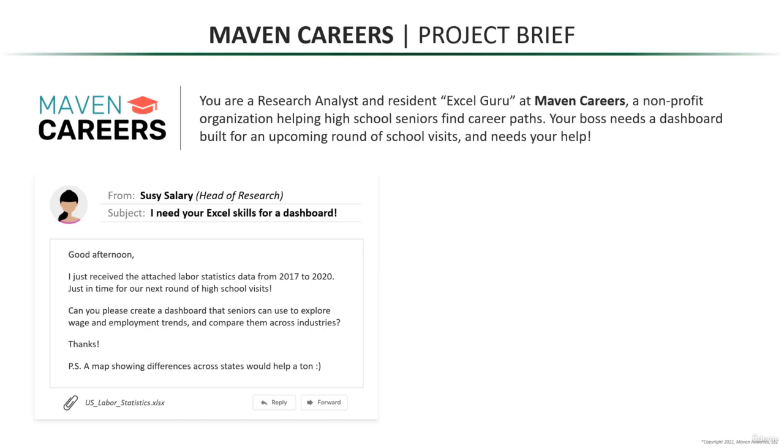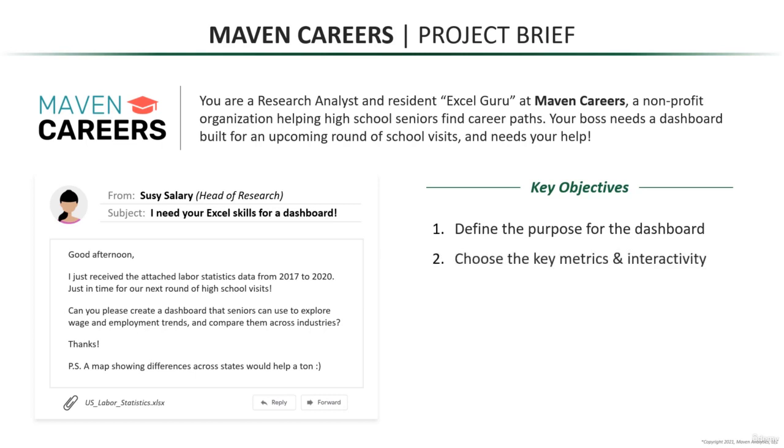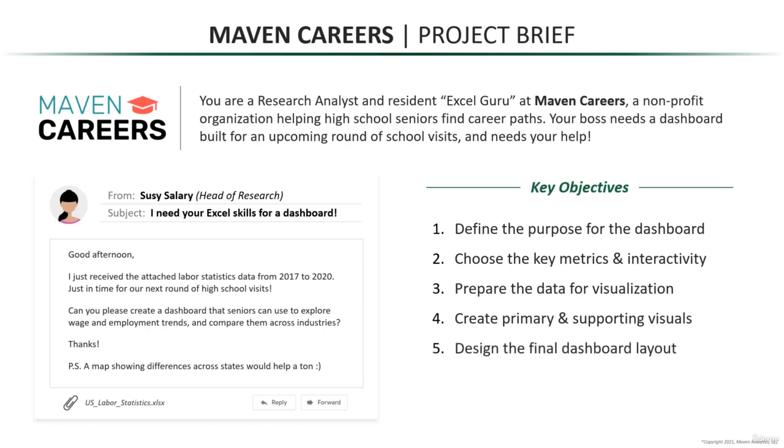Alright, so it sounds like we've got the following key objectives. Number 1, to define the purpose for the dashboard. And remember, this always needs to be the first step whenever we build a dashboard. Number 2, to choose the key metrics and interactivity, to prepare the data for visualization in Excel, to create the primary and supporting visuals, to design the final dashboard layout, and finally to configure the workbook for viewers so that they can't really move anything around.